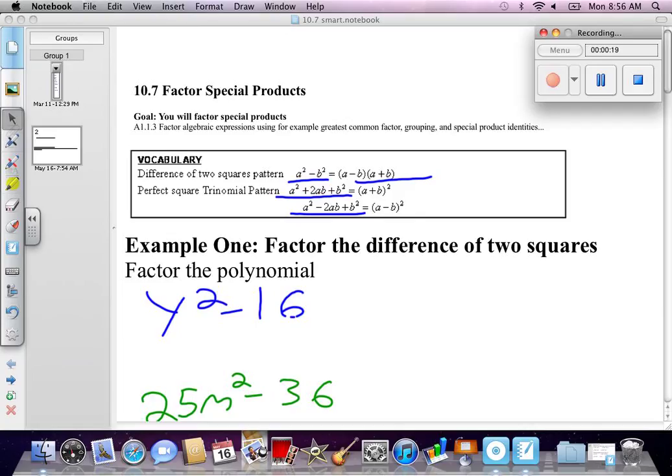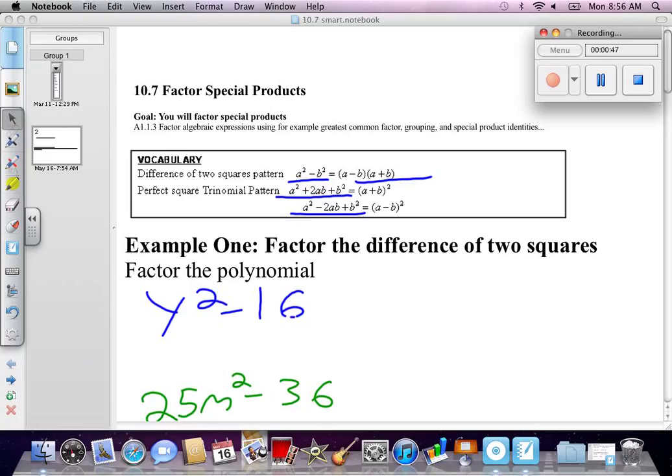If we've got a number squared minus a number squared, we know it looks like a minus b times a plus b. If we've got a squared plus 2ab plus b squared, we know it's a plus b squared. If we've got a squared minus 2ab plus b squared, we've got a minus b squared. These should look really familiar. We use them when we use special products to FOIL. Now we're just doing the opposite.